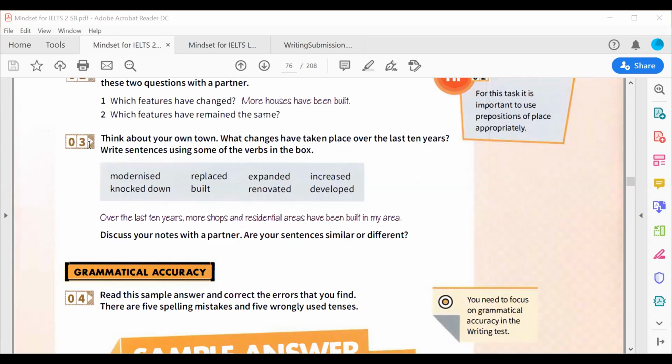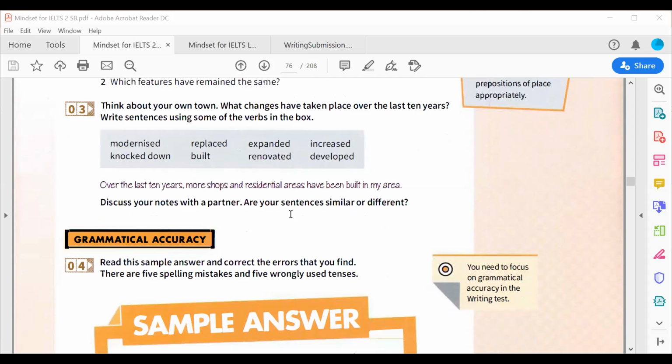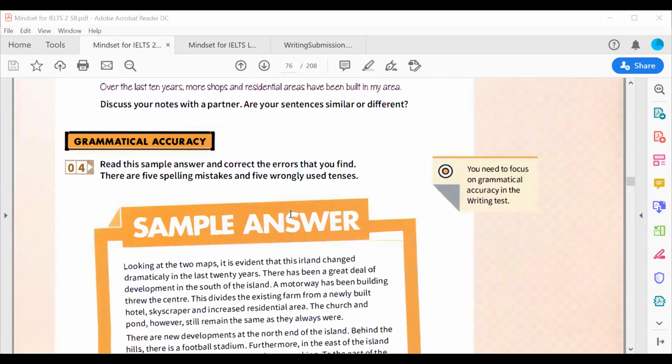So do exercise 3. Make some sentences about your own town and what has changed and reuse these words. If you don't know, you can just make some things up.